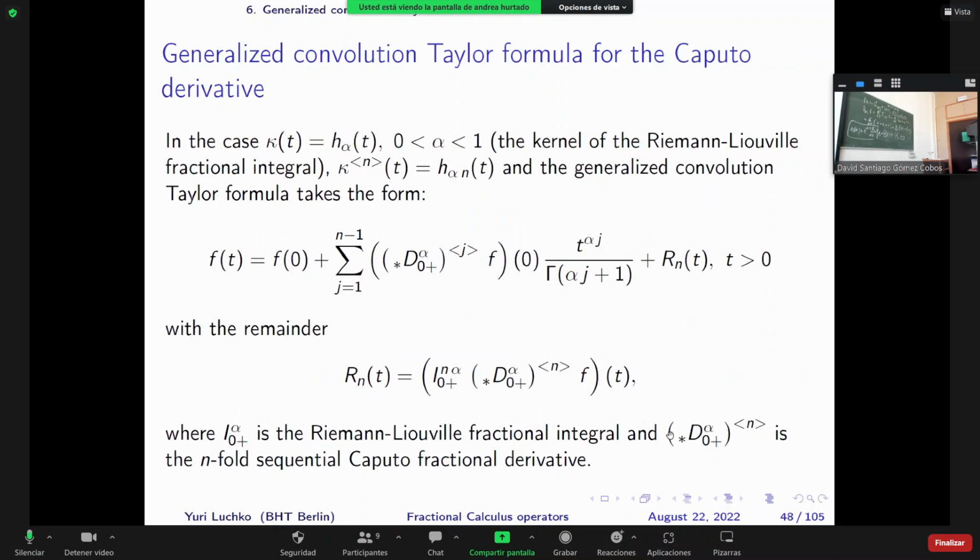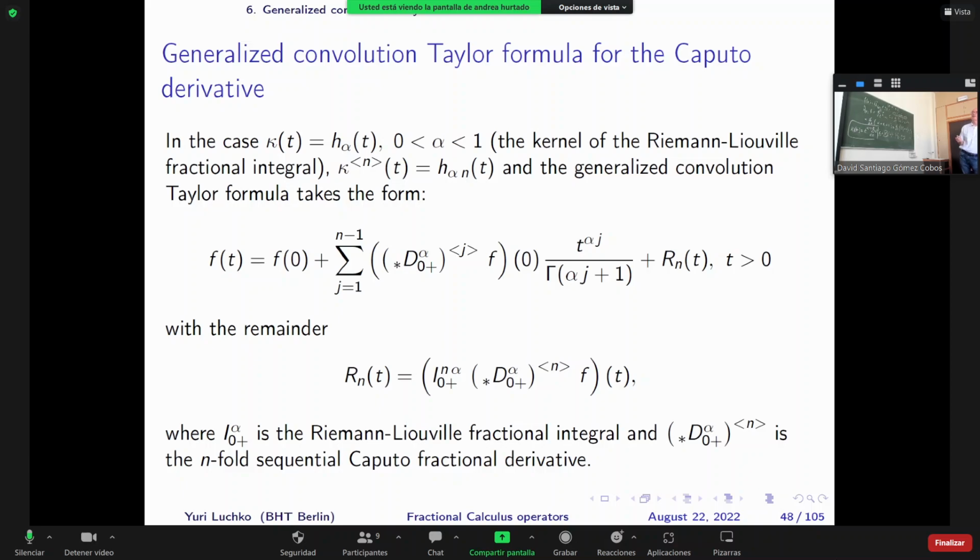Oh, and in the case of the power law kernel H alpha, we get here the Caputo fractional derivative, and the generalized Taylor formula for the Caputo fractional derivative looks like this. So any function f of t, not any, but of course from a certain space of functions, can be represented in this form. You see here again the term f of 0, the initial term, the form of the first initial condition for the fractional differential equations with the Caputo derivative.